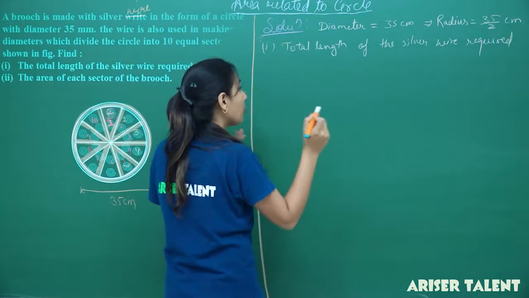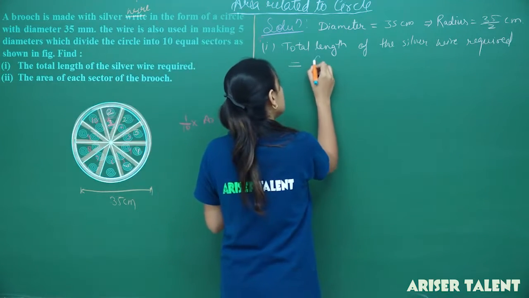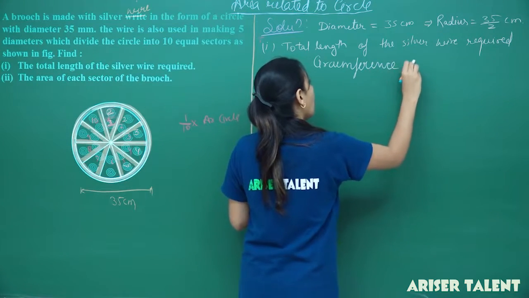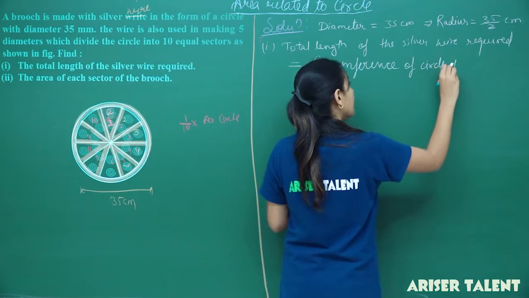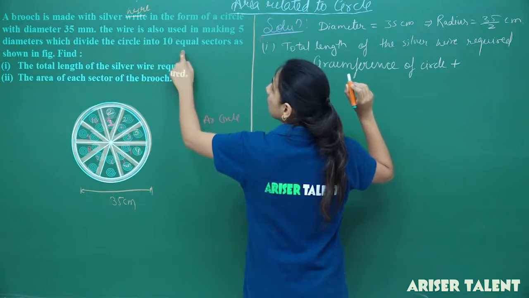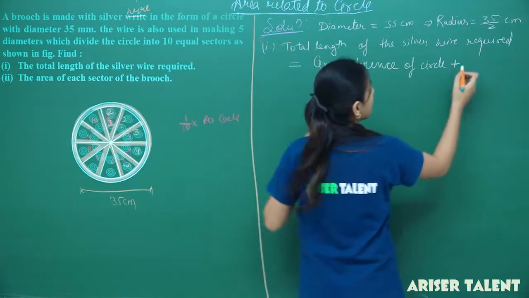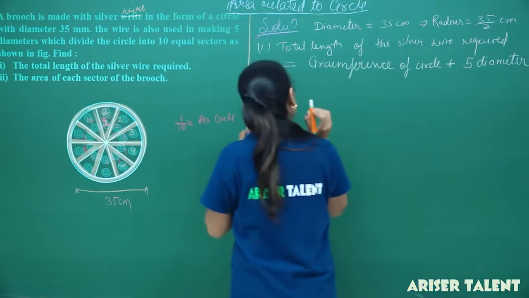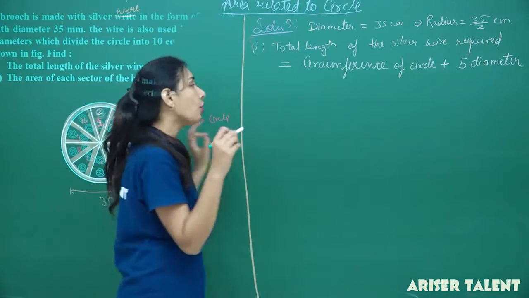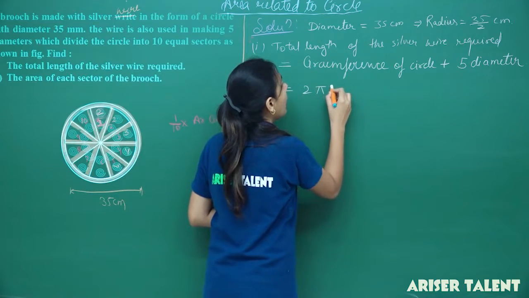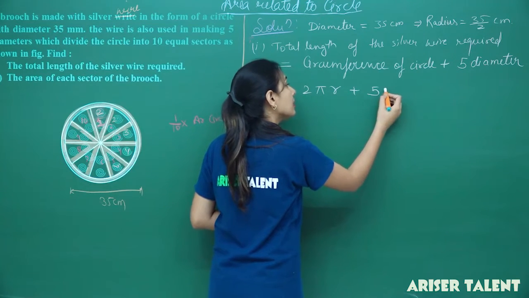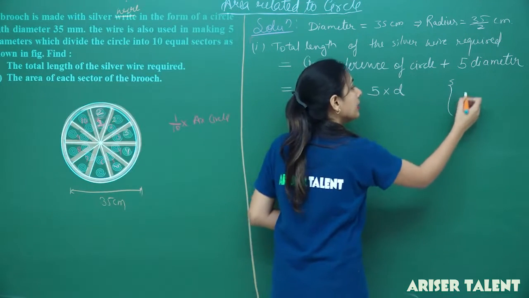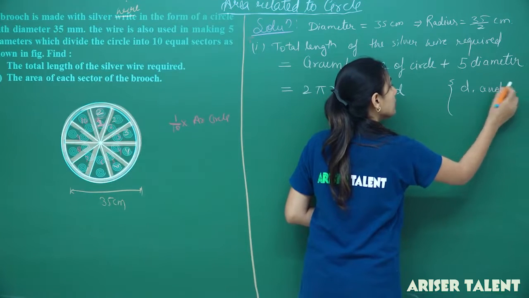So this is what I'm going to write here: circumference of circle plus 5 diameters. Now students, you all know that the circumference of a circle is nothing but 2 pi r, and the 5 diameters I can write as 5 multiplied by d. Now the diameter is given and the radius is given, d and r are given.